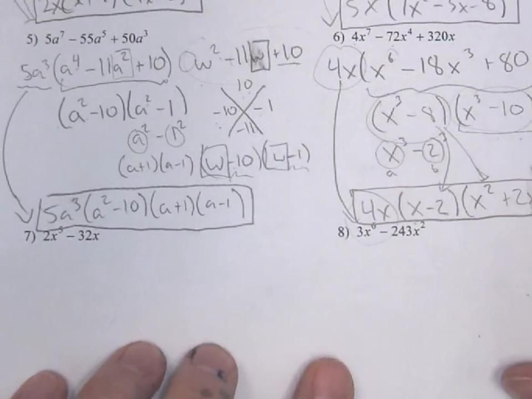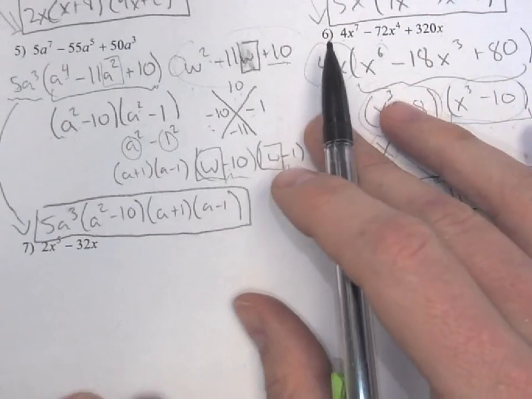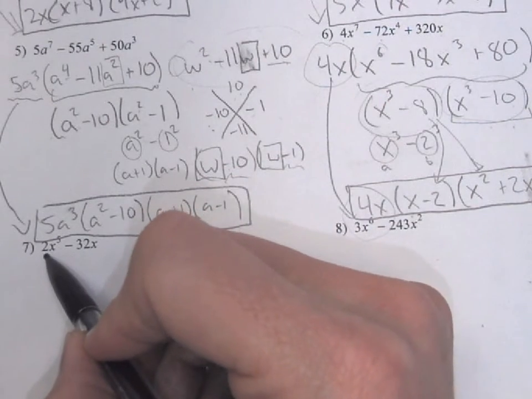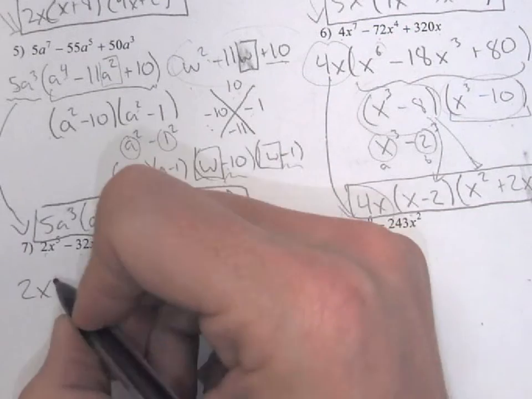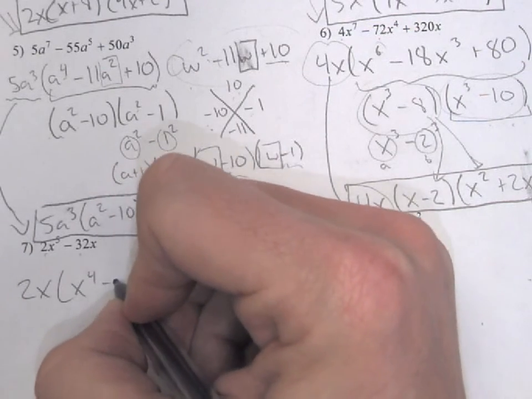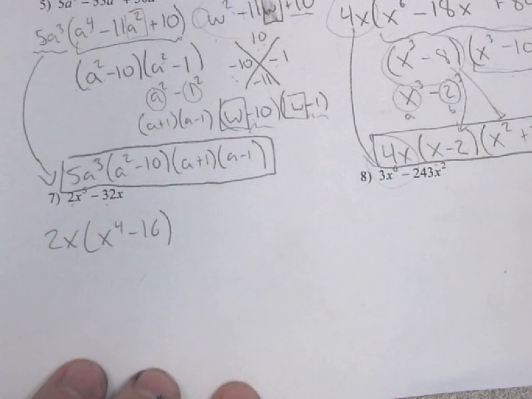These should be a little bit faster, hopefully. All right, first step again, find the greatest common factor. In this case, we got divisible by 2, divisible by 2. They both have x's in it, so we're going to take out a 2x, which leaves me with an x to the 4th minus 16. Okay? All right, that's step 1.